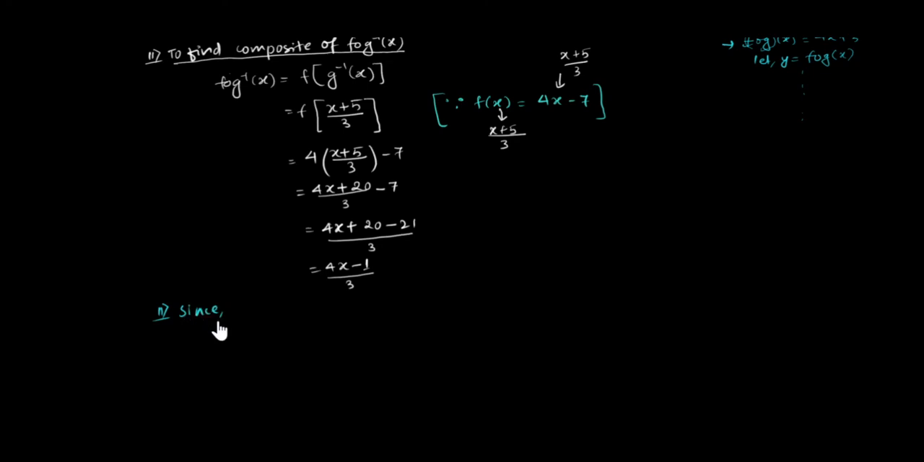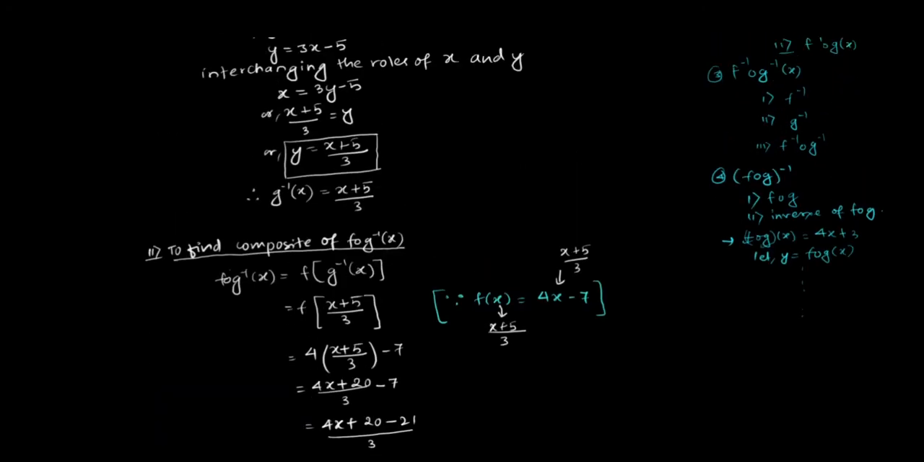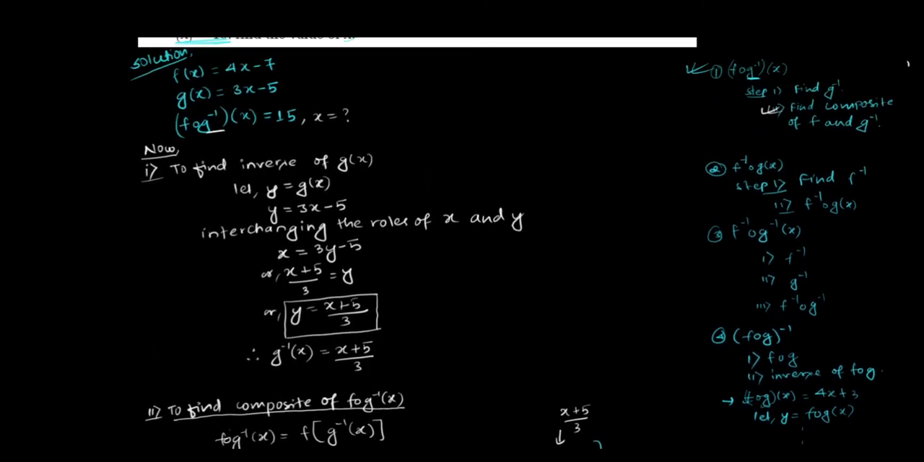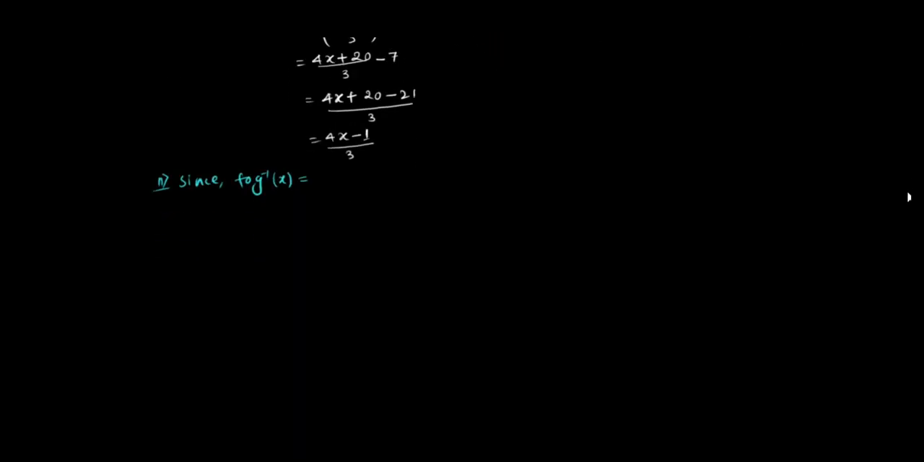Now let me do it in step number 3. Since f composite g inverse x equals 15, let's replace here. We have got the value of f composite g inverse x, that is (4x minus 1) by 3 equals 15.